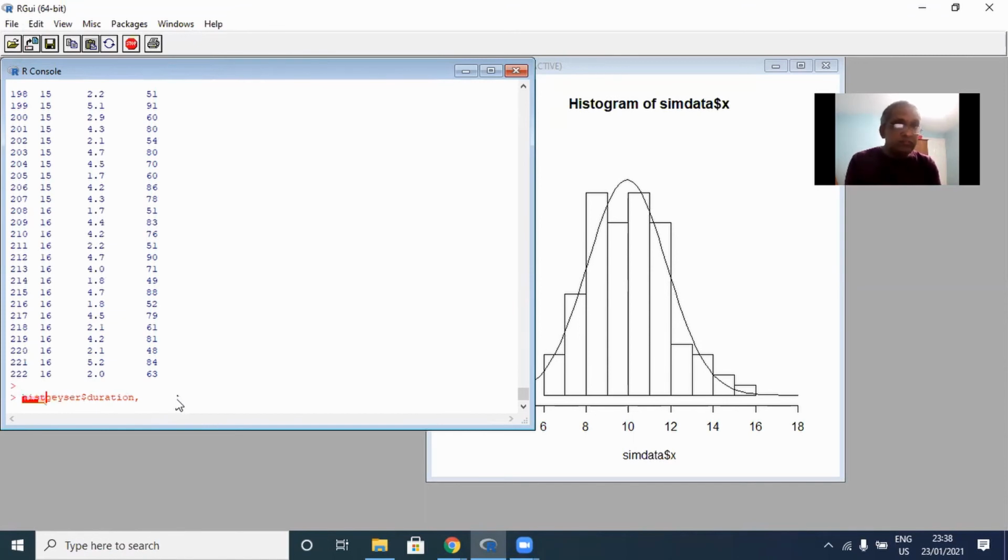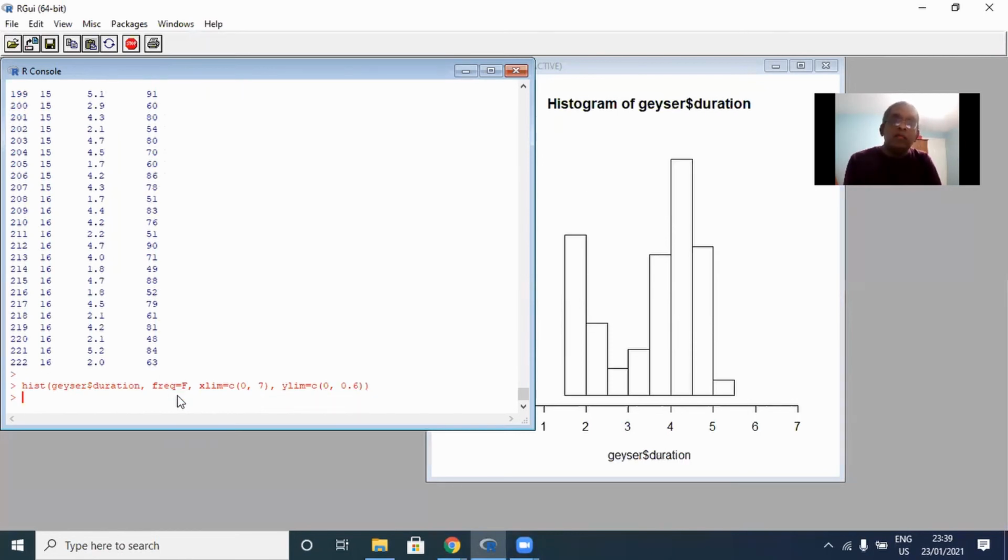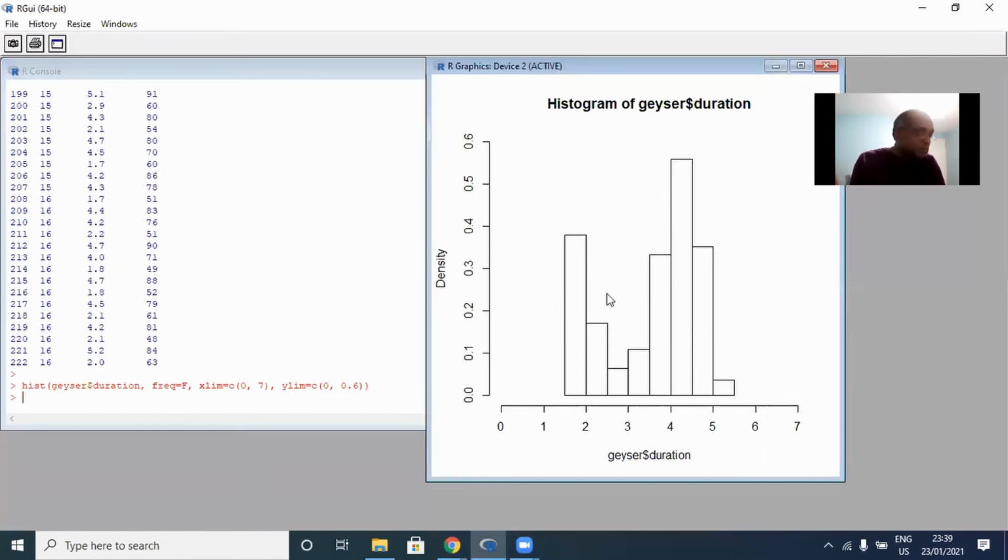So it's hist of this, frequency equal to false. I want to choose the x limit, the values of the x-axis, to range from 0 to 7, and the values of the y-axis to range from 0 to 0.6. So this is what you get.